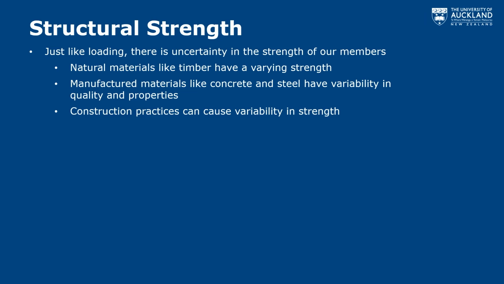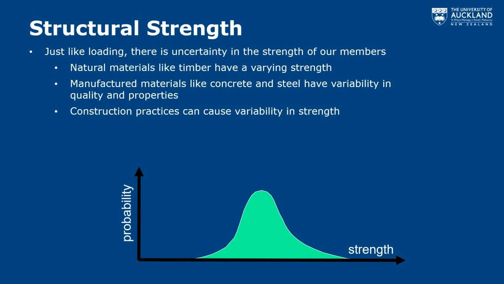And then the really big one is construction practices and the realistic behavior on site, and the fact that not every member is 100% perfectly straight. There's some tolerance for that. All of that's going to add up to reducing our capacities, and we need to account for that in some form or fashion. Just like with our design loads, all of these different uncertainties add up to some probability of what our actual strength of the member would be.